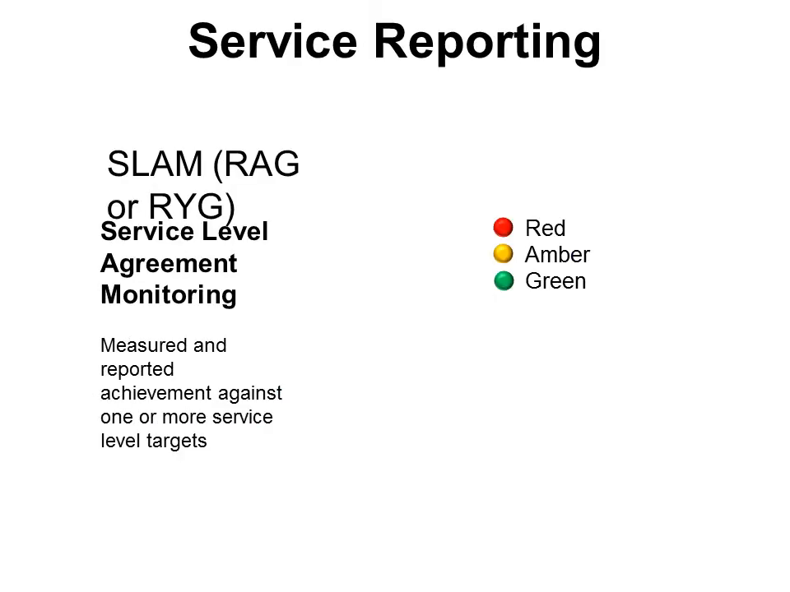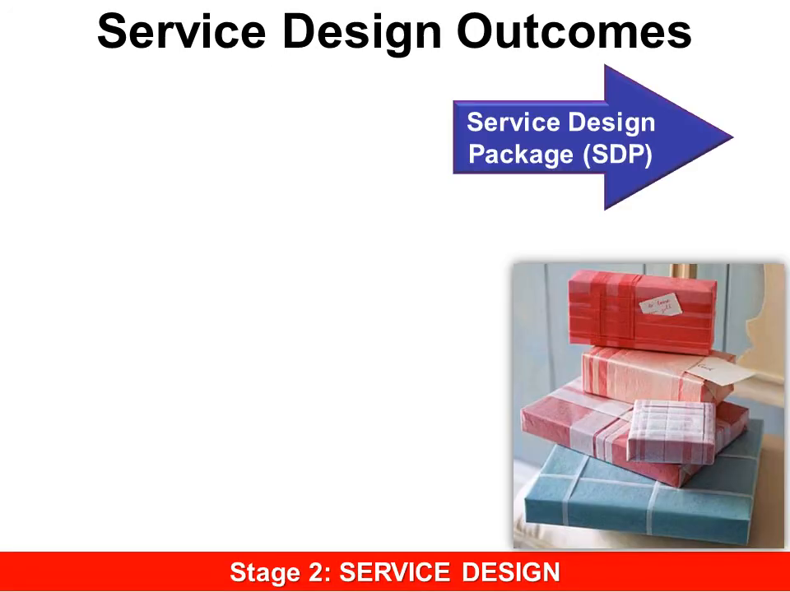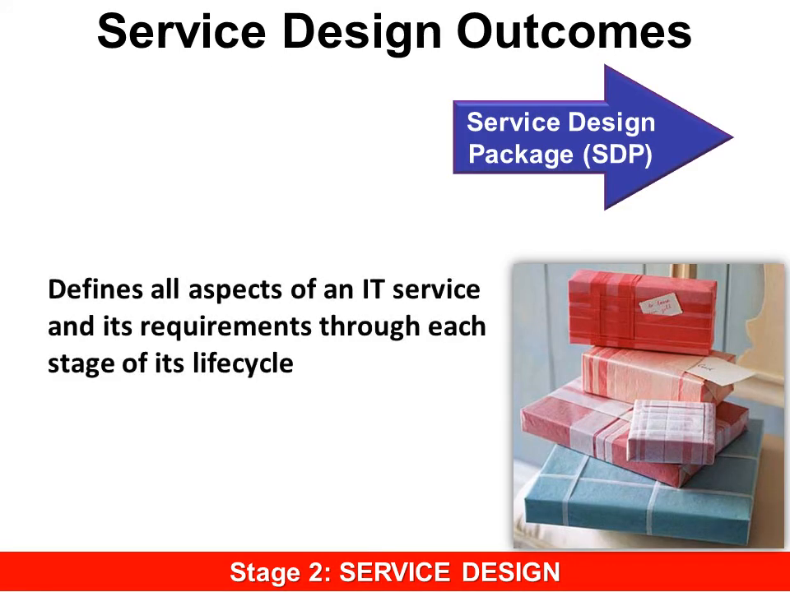Also, we're going to use service reporting. We have to make sure that our SLA, our service level agreement, is monitored. And usually you'll do that with colors, like red, amber, green, or red, yellow, green. So if something is in violation, then it's red. And if you're building a service, then you can also see, are we close to deadline or are we over deadline? The outcomes for service design, again, there are a lot of them, but the main one is the service design package. It defines all aspects of an IT service and its requirements through each stage of its life cycle. It's written out so that we know exactly what we're building.